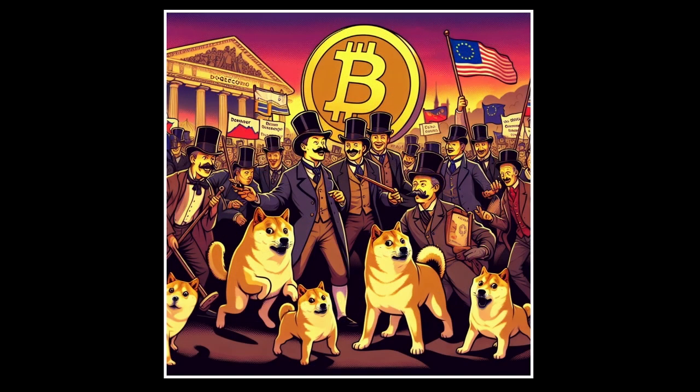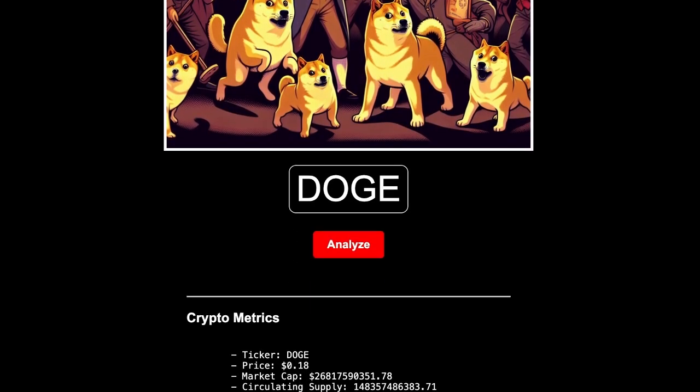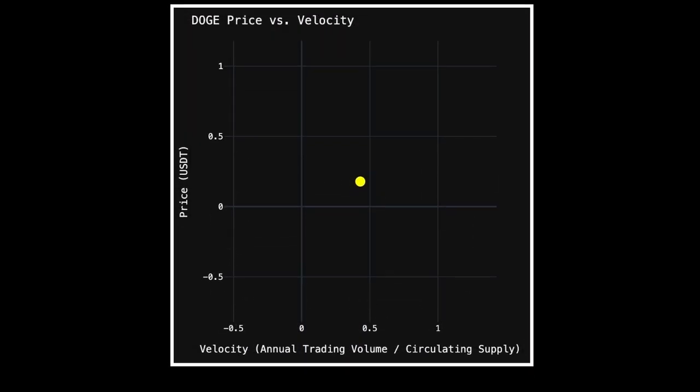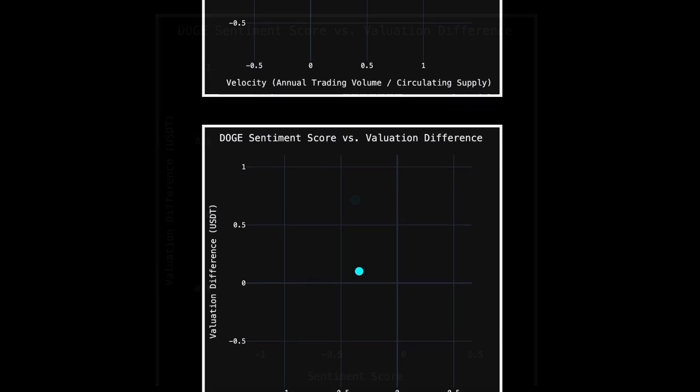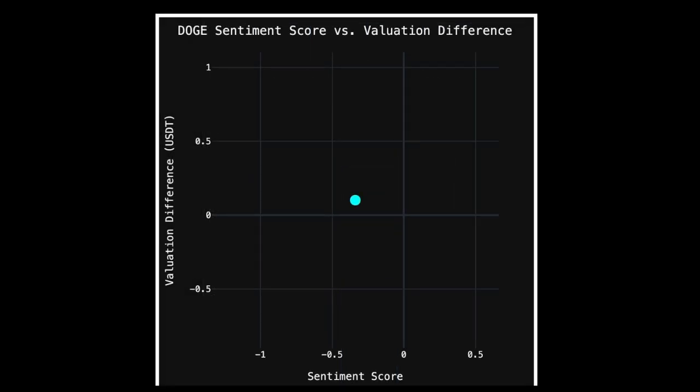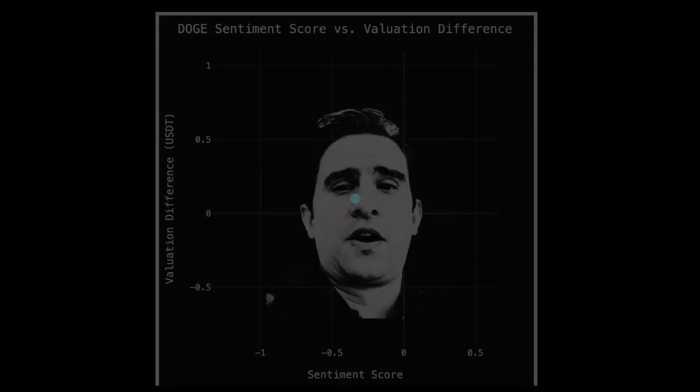Interactive graphs. We've got two Plotly charts. A, price versus velocity to visualize trading activity. B, sentiment score versus valuation difference, revealing how sentiment impacts the token's perceived fair value.